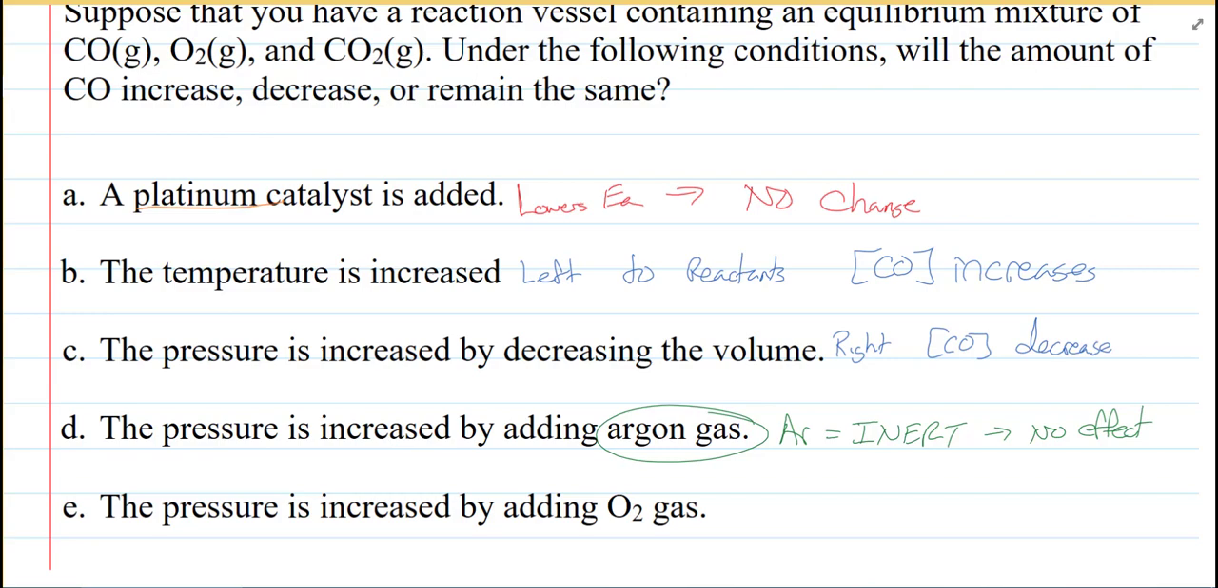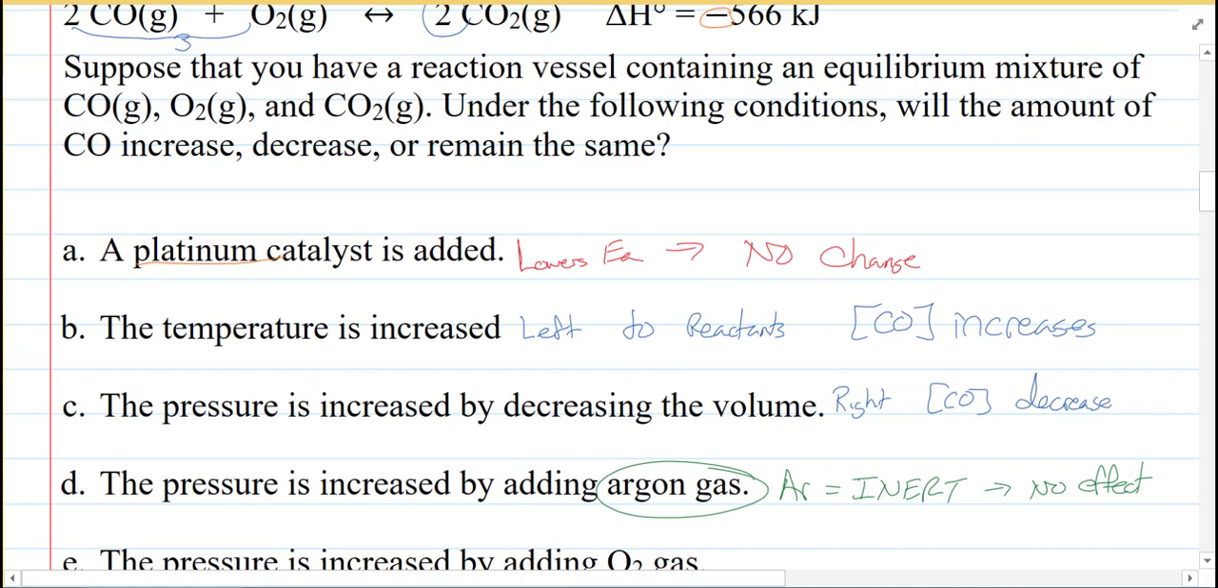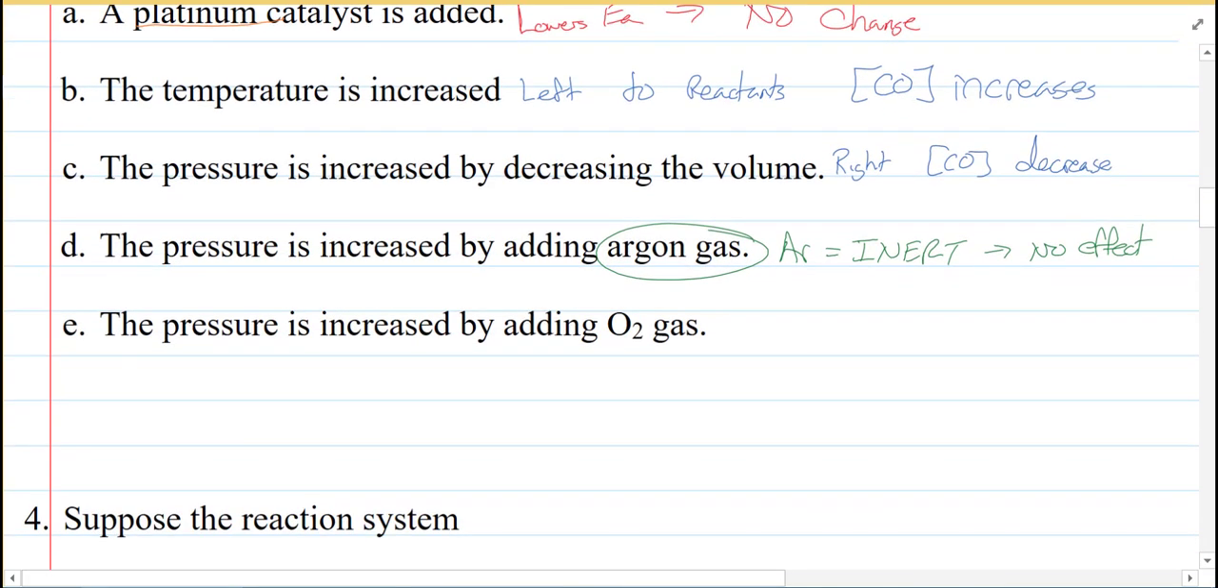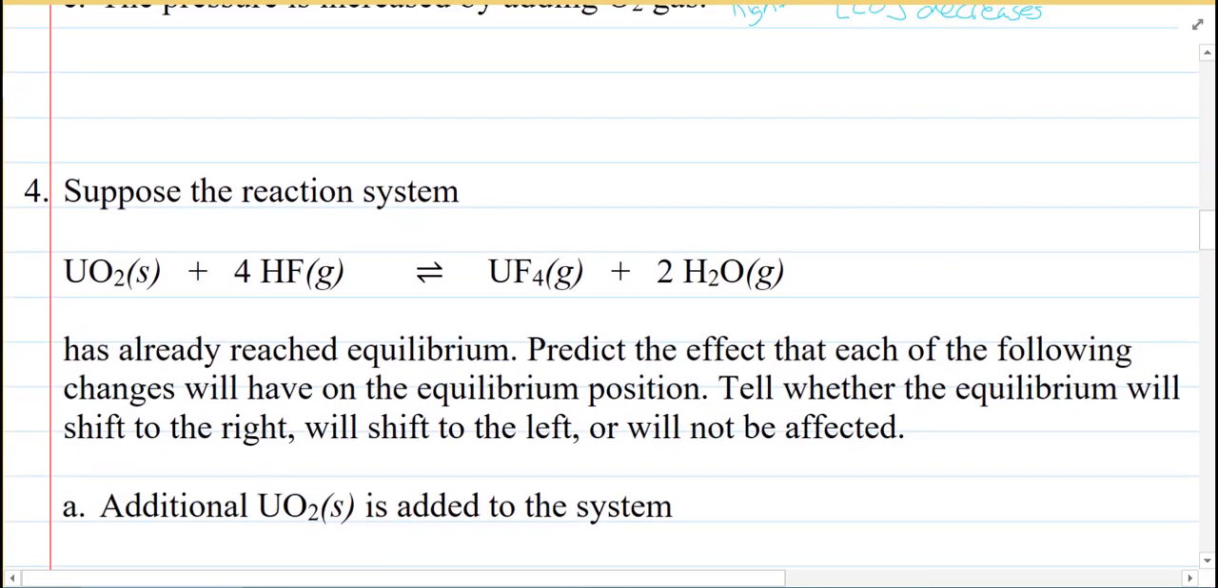For E, we're going to increase the pressure by adding O2. Well, O2 is in the reaction. O2 is right here. So if I increase O2, we're going to have to shift to the right. And if I shift to the right, carbon monoxide will decrease. Number 4.